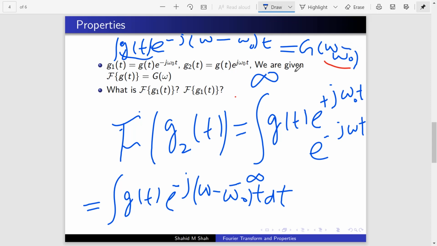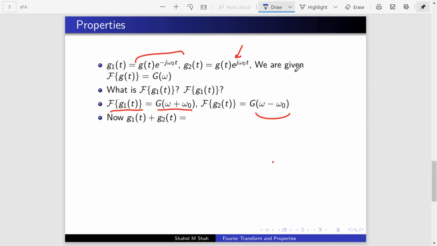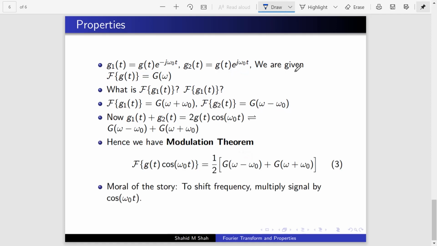Okay, it is when we multiply e to the power plus j omega naught t. So the Fourier transform of e to the power j omega naught t times g of t is g of omega plus omega naught, and if it is g of t times e to the power j omega naught t, it is g of omega minus omega naught. Now we will add g1 and g2. Okay, what we get when we add g1 and g2?